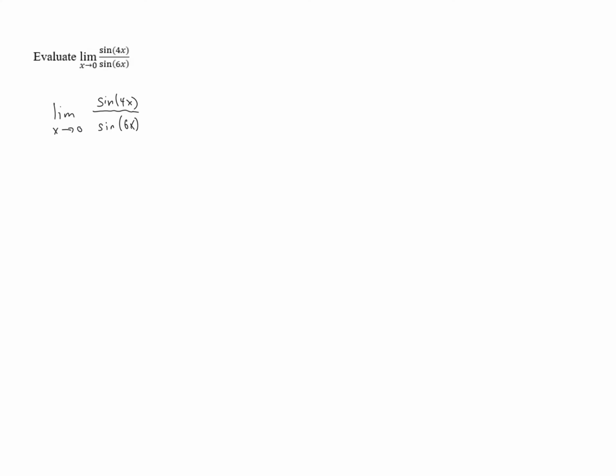And if we're going to use sine of x over x, this tool that we've been using, we're going to need somehow this sine of 4x to be over 4x, and we're going to need this sine of 6x to be over 6x. So what I want to do is take the numerator and denominator of this fraction, and divide both of them by x. We're going to divide the top and bottom of this fraction by x.